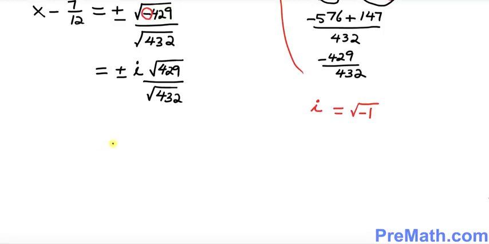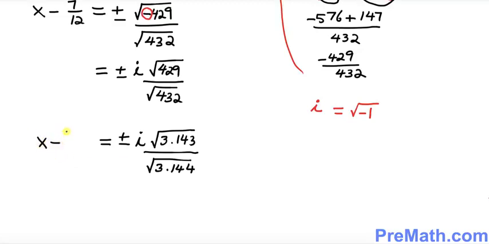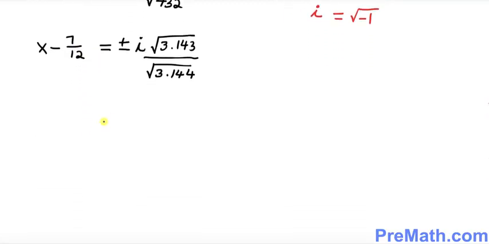So let's go ahead and take care of one more thing. Positive or negative i is still there. I'm gonna simplify this a little bit. 429 could be written as 3 times 143, isn't it? So 3 times 143 divided by 432 could be written as 3 times 144, isn't it? And still on the left hand side we have x minus 7 over 12. So we are pretty much done now.